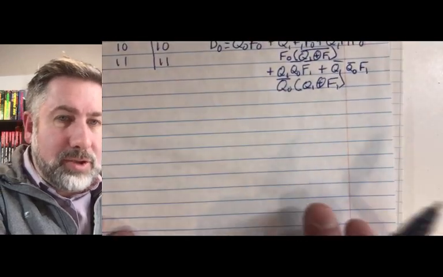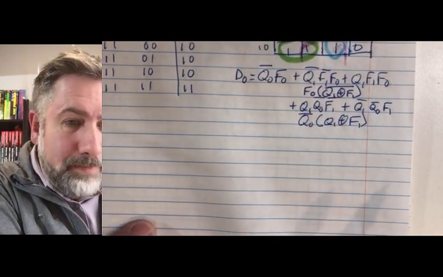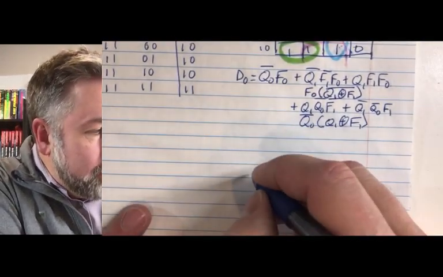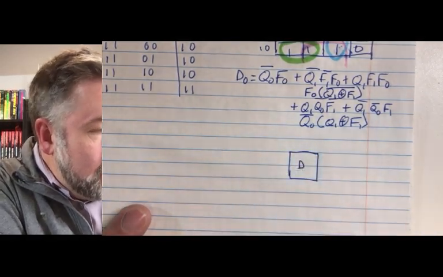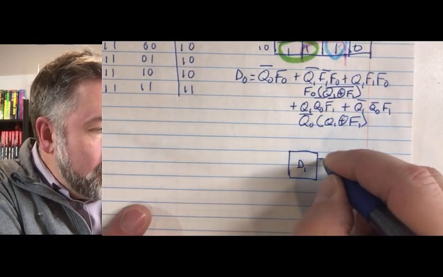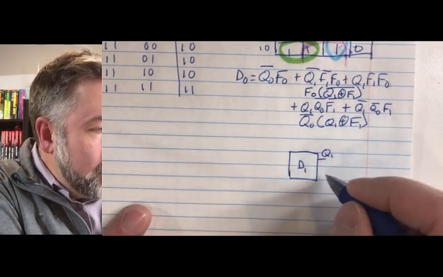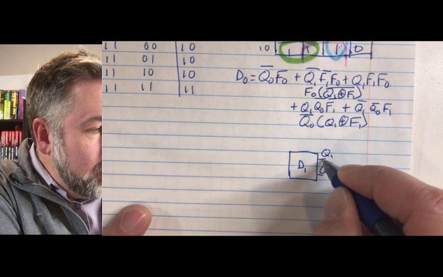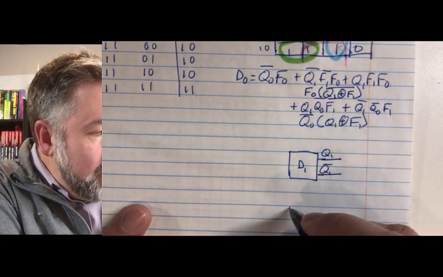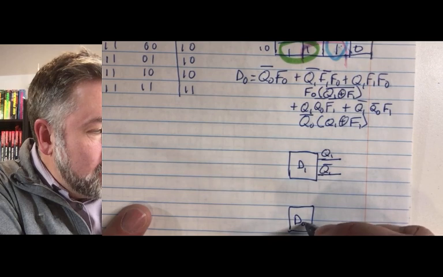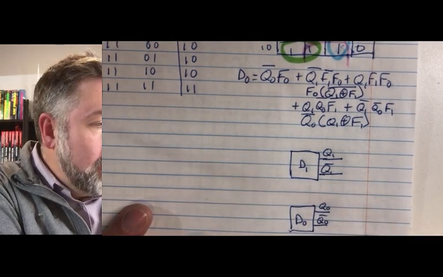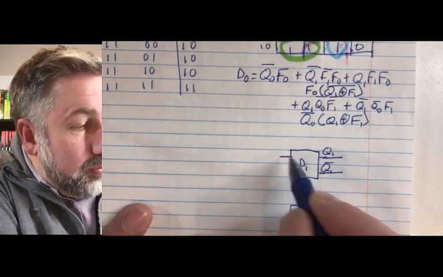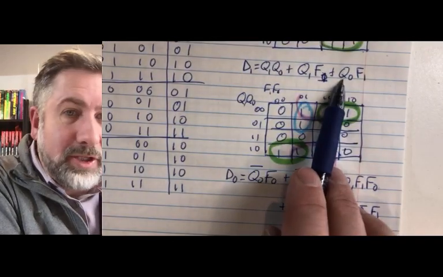So then let's draw out the circuit. We wanted a complete example. So the circuit looks like this. We're going to have a D flip-flop here. This is going to be D1 with the output Q1 and Q1 bar, because you get them both. And then another flip-flop here. This is going to be D0 with the output Q0 and Q0 bar. And then we're going to build input for the flip-flop D1, which is this function right here.